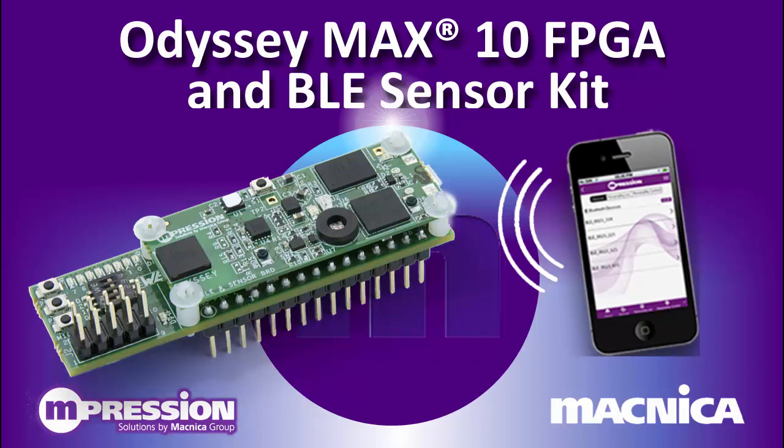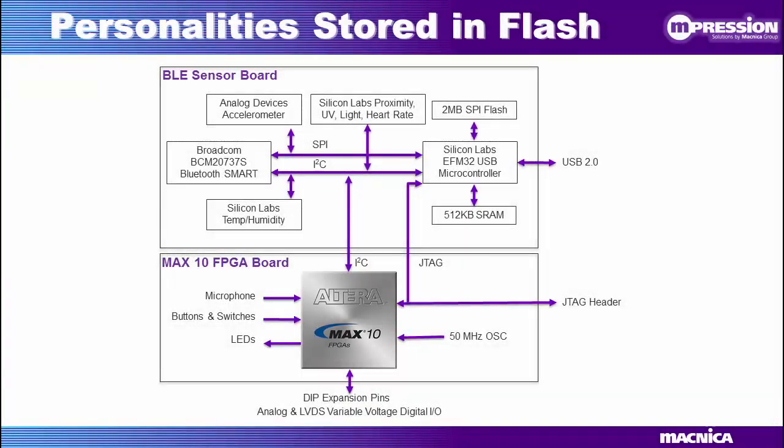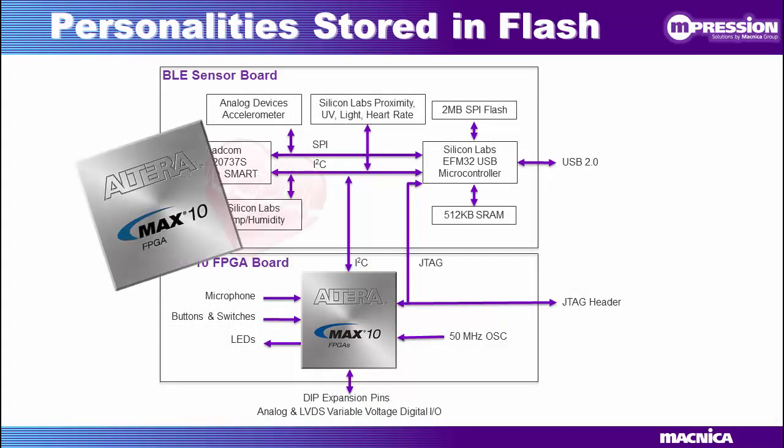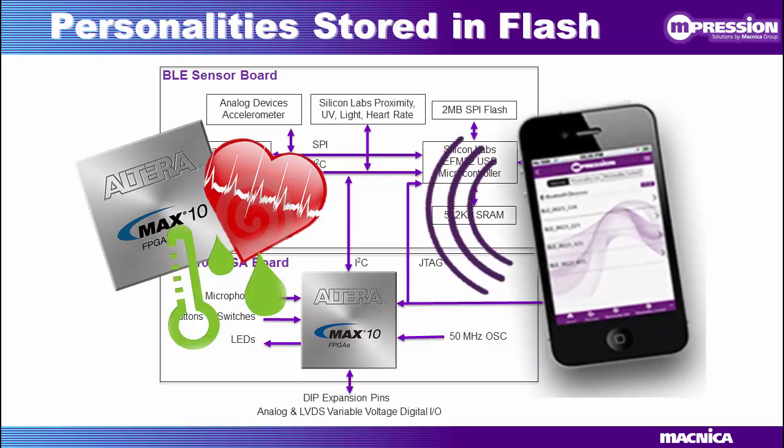In this how-to video clip, I'm going to show you how to create a custom personality that includes an FPGA design and a custom control button for the Impression Odyssey Max 10 FPGA and BLE sensor kit. Recall that a personality is comprised of two parts: the hardware, which is the FPGA and sensor configuration, and the personality control via the smartphone app.